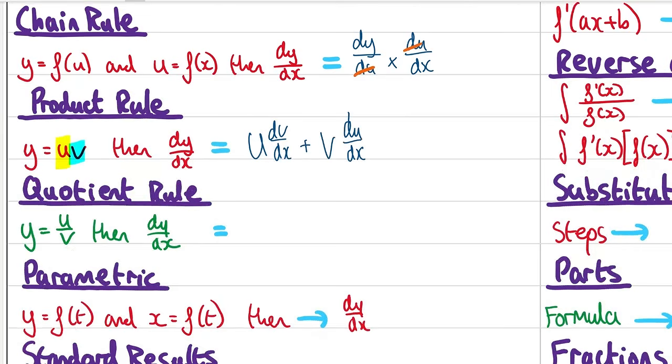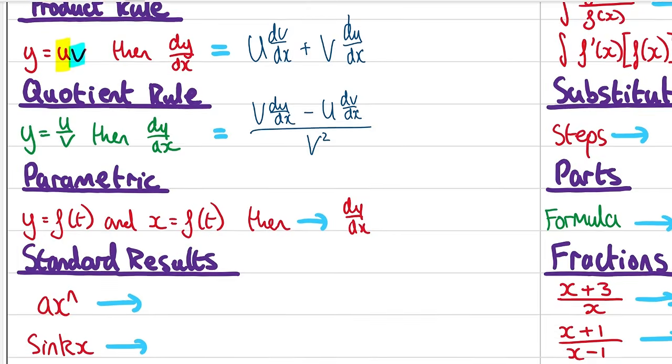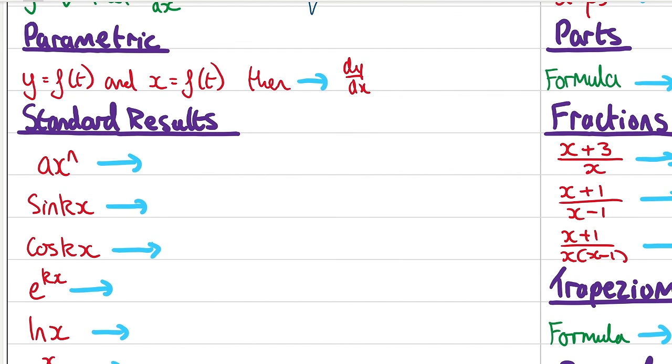Quotient rule, you're given this one, try and avoid using it if you can, but if you have to, it is v du, so it always starts with v, minus u dv, and all over v squared. Parametric differentiation, if you've got two functions, one y, one x, both of t, then the derivative will be dy by dt over dx by dt.